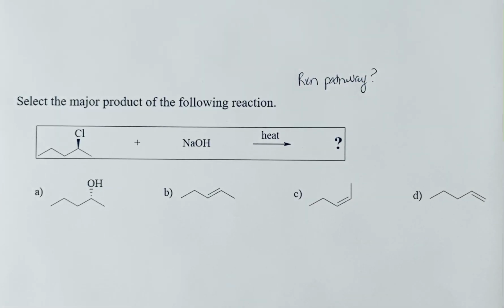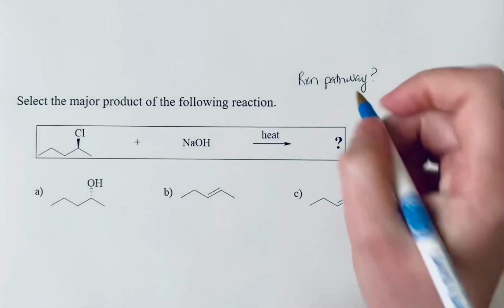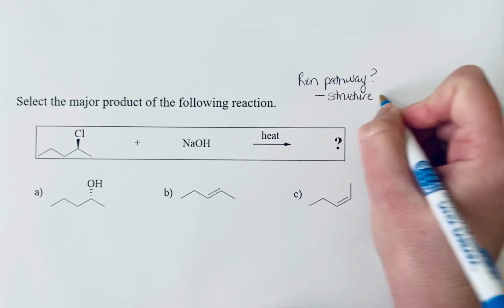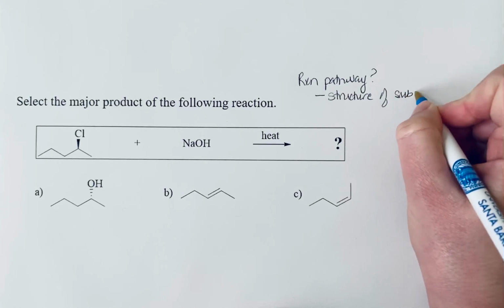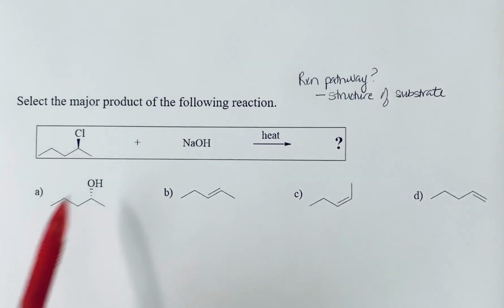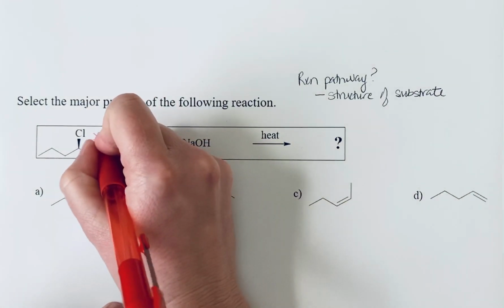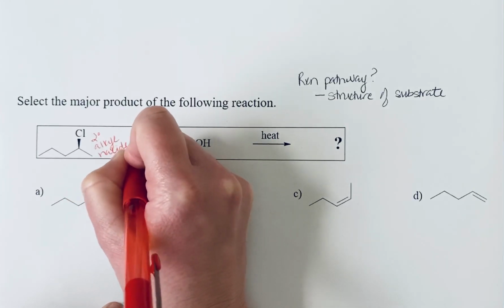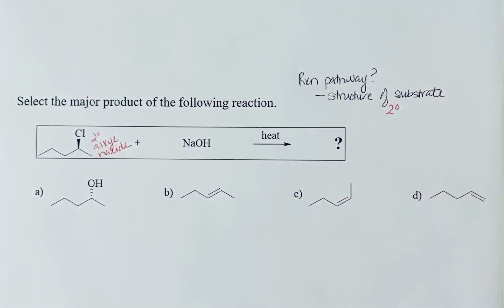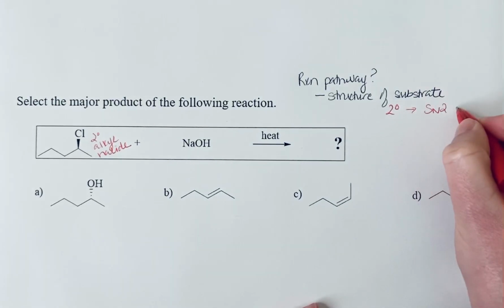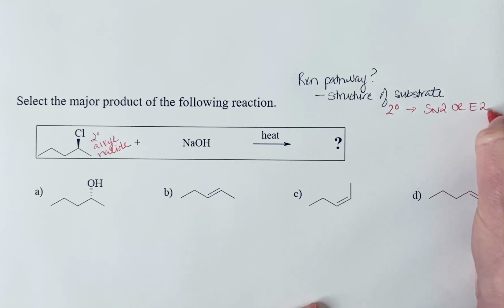We've seen substitution pathways and we've seen elimination pathways. So the very first thing we want to do is look at the structure of the substrate. And the substrate in this reaction is this secondary alkyl halide. And so it is secondary. Secondary alkyl halides tend to undergo either SN2 or E2 reactions.